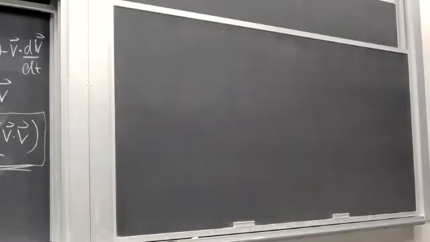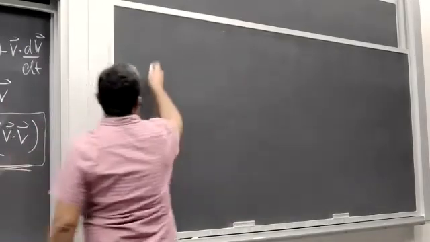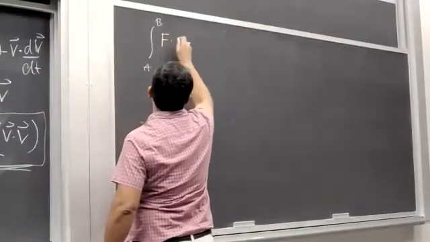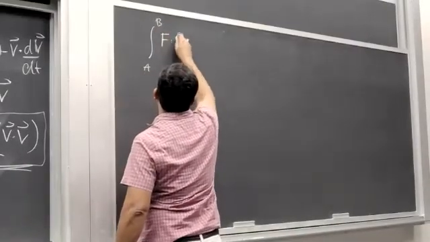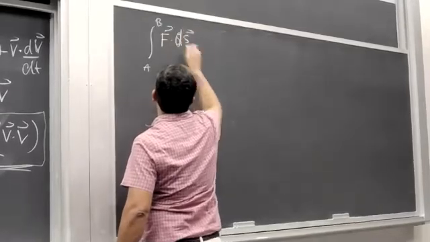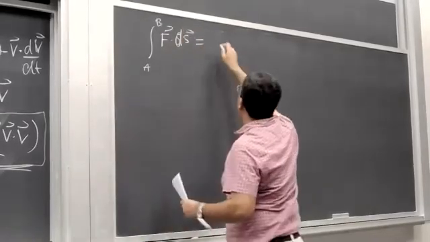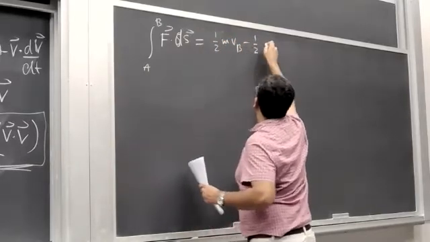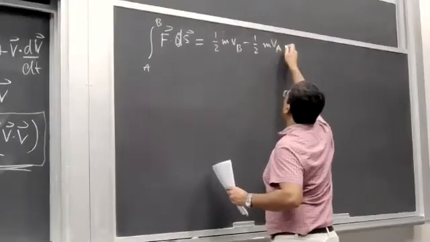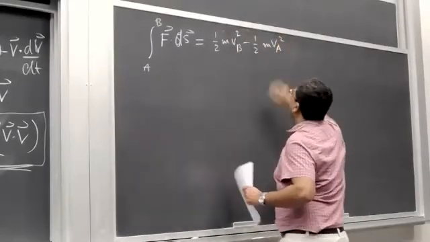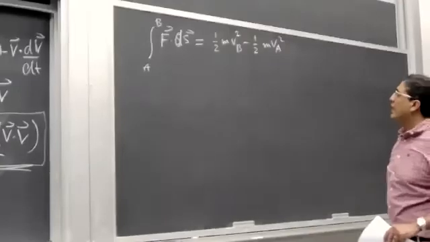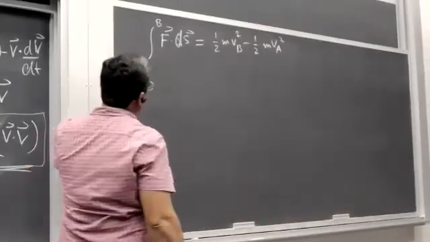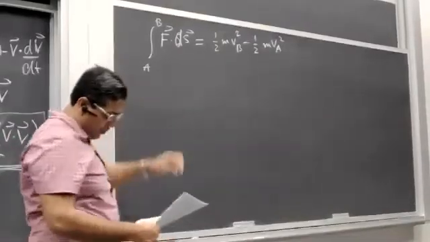So the most general form of this relationship now: the integral from A to B of F dot ds is equal to half m vB squared minus half m vA squared. Okay, that is the work kinetic energy theorem. The relationship between work and kinetic energy, and this is the most general form.